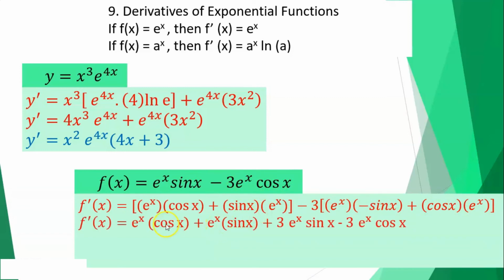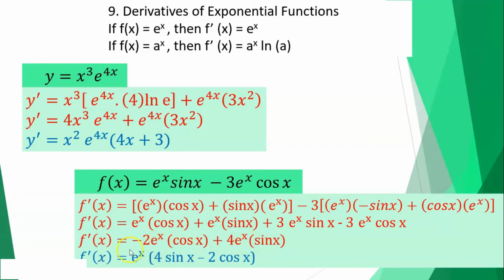So simplifying this one, we will get e^x cosine x plus e^x sine x plus, because it's negative of negative, so that would be plus 3 e^x sine x. So negative times positive, minus 3 e^x cosine x. So combining like terms, we have here e^x cosine x minus 3 e^x cosine x. So that's negative 2 e^x cosine x. So combining these two, we will have 4 e^x sine x. So take note, e^x is common, so factor it out. So e^x times (4 sine x minus 2 cosine x).